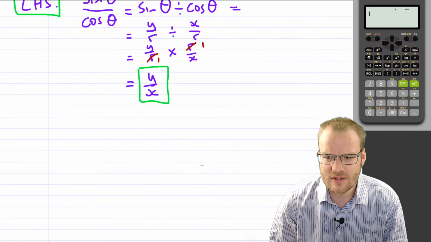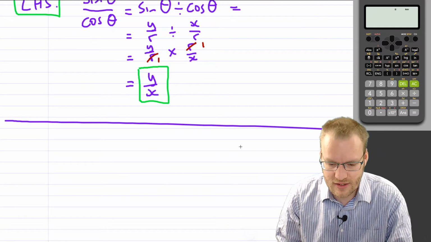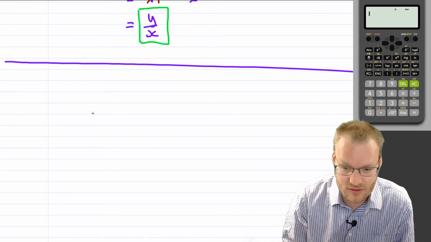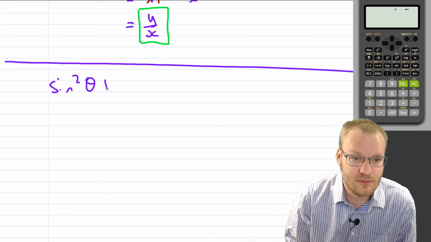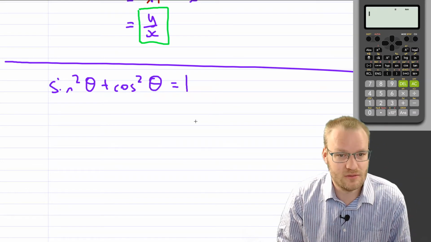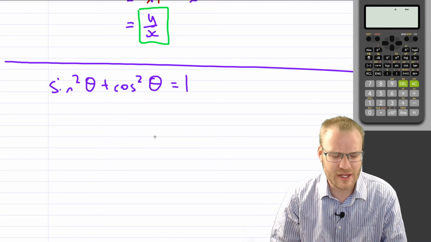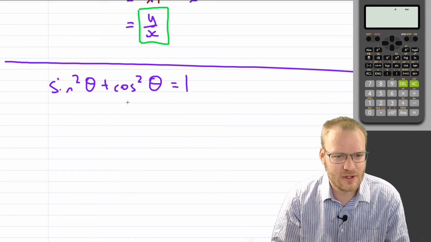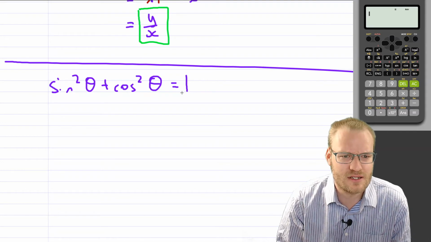And the second one's very similar. So let's run through it here as well. So our second fundamental trig identity says that sine squared theta plus cos squared theta equals 1. Always going to be the case. And as I said in the lesson, it's just something that you remember. Sine squared plus cos squared equals 1. Of course, that's sine squared theta plus cos squared theta equals 1.